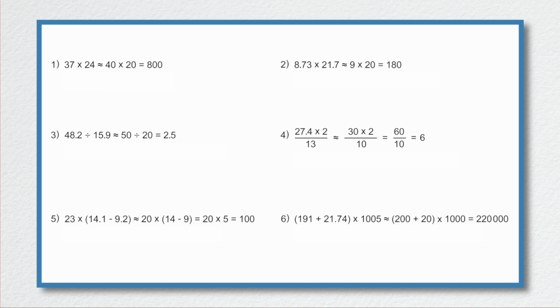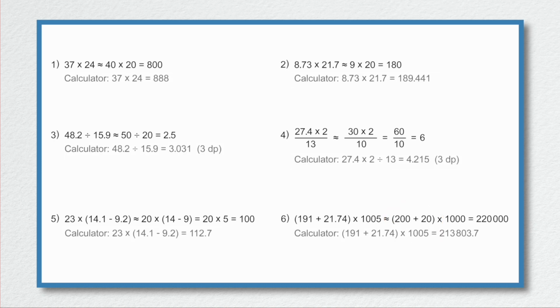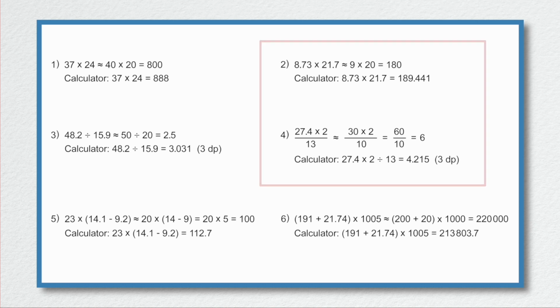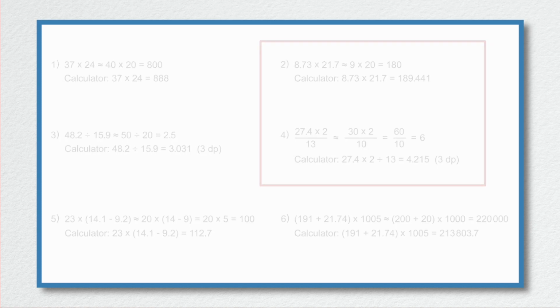So notice that in these last 2 questions, question 5 and question 6, when it came to rounding the numbers in brackets, in question 5, I just rounded to the nearest whole number because 14 subtract 9 is not a difficult calculation to do in my head. But in question 6, I rounded 191 and 21.74 to one significant figure, just to make the calculations easier. I'm just going to show the calculator answers. And what we're going to do is compare the calculator answer to the estimate. I'm going to look at question 2 and question 4, and what I do for those two questions, I want you to repeat for questions 1, 3, 5 and 6.